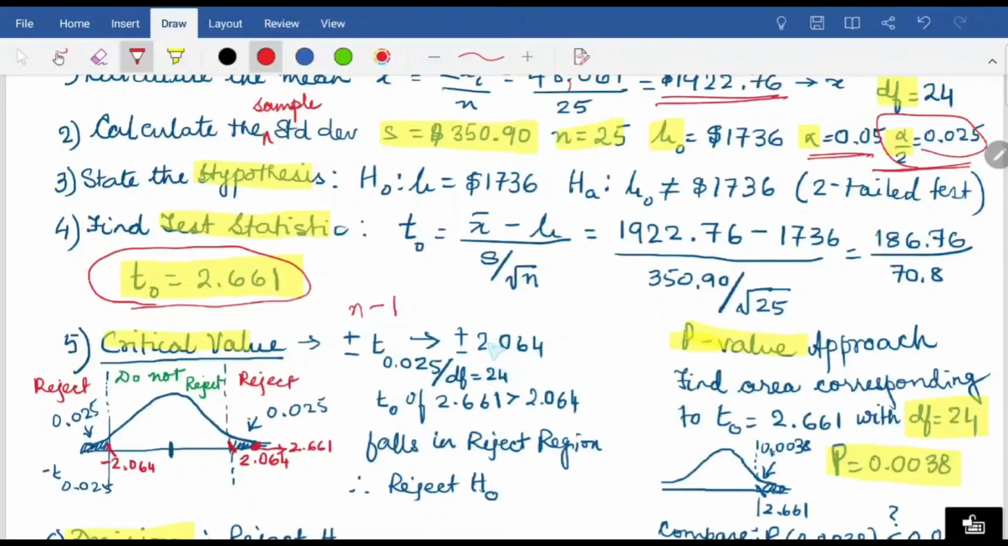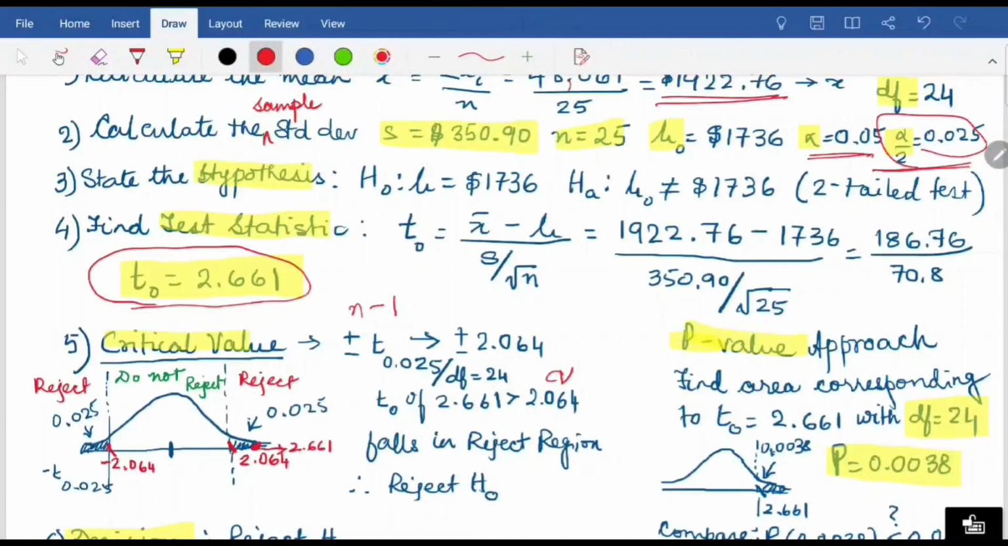So now that we have found our critical value, bring your test statistic value 2.661. We have the diagram up here. Show in the diagram where the 2.661 falls, where the test statistic falls. It falls in the reject region, correct? 2.661 is greater than 2.064, which is the critical value. And if it is greater, that means it falls to the right of the positive critical value on the right hand side, which is the reject region. So it falls in the reject region, therefore we reject our null hypothesis.